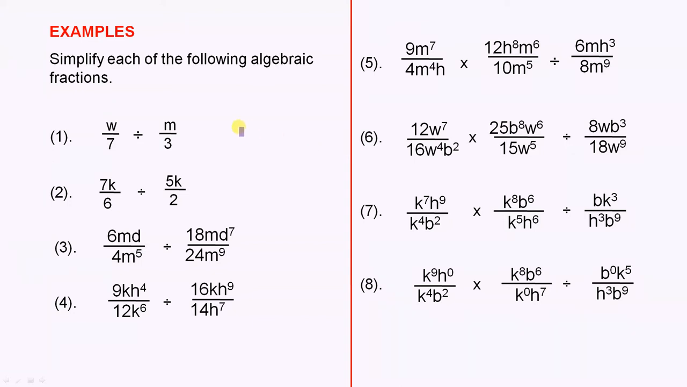And the basic rule is this: when you see a division sign, you change that division sign to a multiplication sign. The next thing you do is the fraction directly after the division sign, you turn it upside down. So make that a multiplication sign, turn this one upside down, and then multiply the numerators together, multiply the denominators together, and then simplify where possible. So it's exactly the same for all these examples.